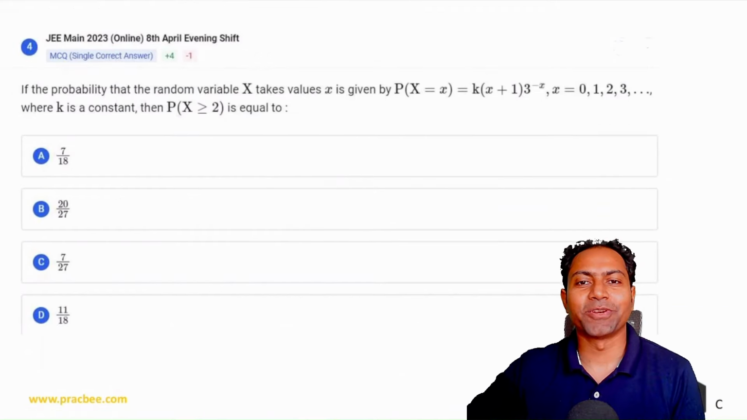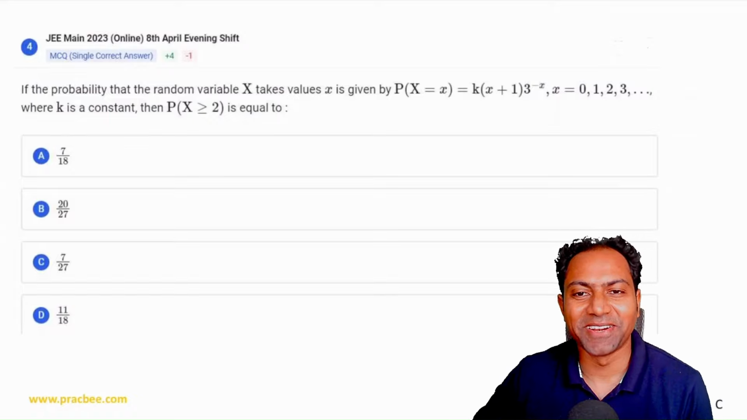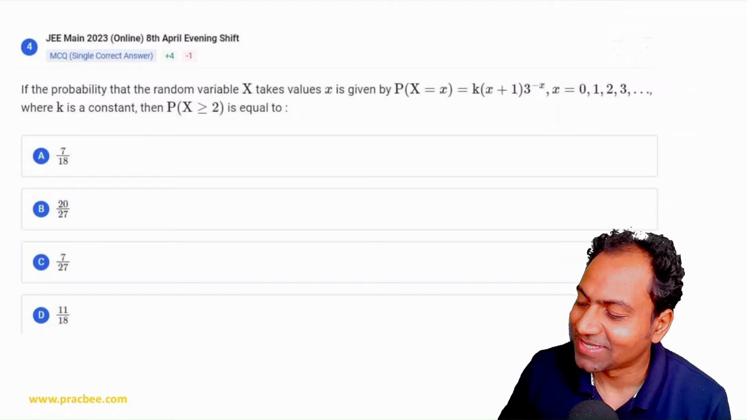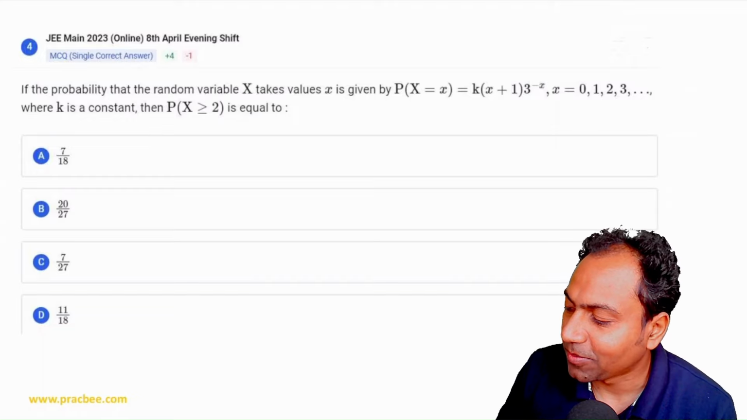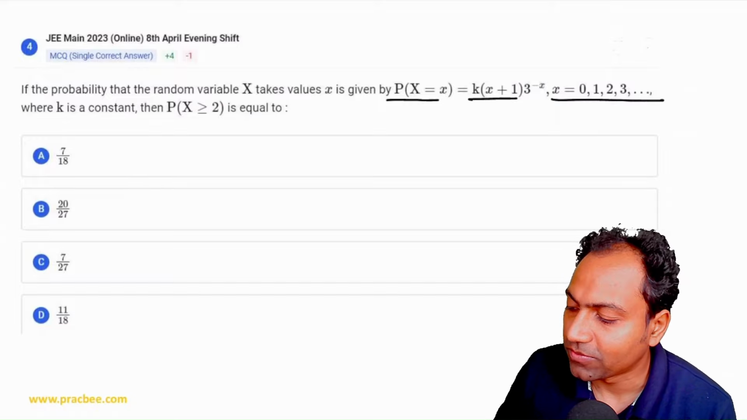Now let us see this 2023 problem. It is a very interesting problem. It combines the idea of sequence, series, probability, random variable all in one go. Let us see what happens. So in this question, what they're saying is the probability of a random variable x is given by this formula. X can take value 0, 1, 2, 3 till infinity.